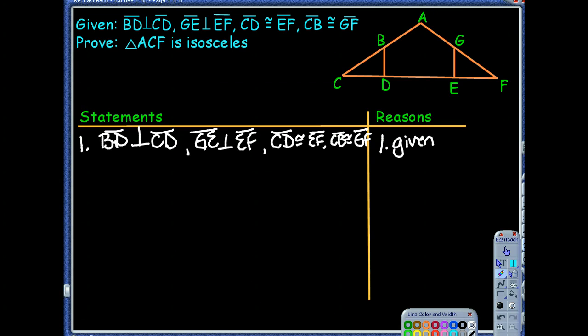Now, I'm going to mark that. So I've got BD is perpendicular to CD, and I've also got that GE is perpendicular to EF. So I've got some perpendiculars in there, which usually means we have some right angles. So maybe keeping that in the back of my mind. And we also have some things that are congruent. We know that CD is congruent to EF, and that CB is congruent to GF.